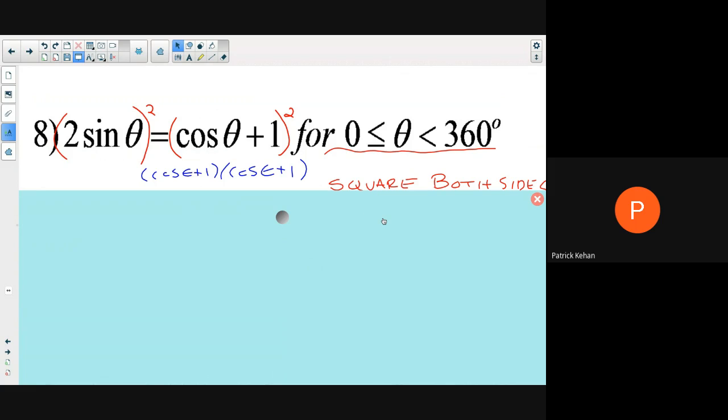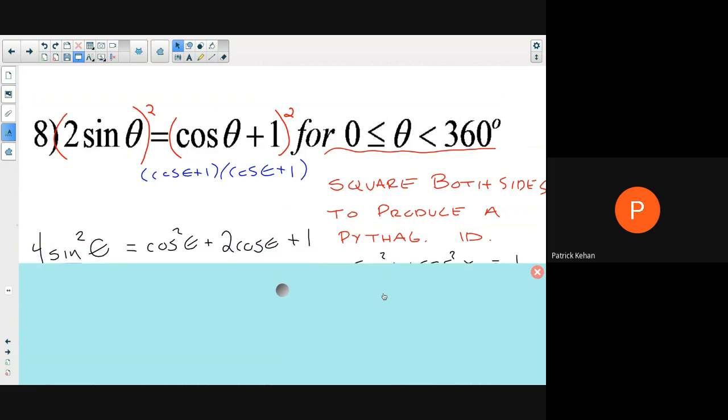So we're going to square both sides. It's going to create a Pythagorean identity on both sides of the equation for us, right? So the left side of the equation, when you square it, remember you have to square the factor of 2, which becomes 4, and then the factor of sine theta becomes sine squared theta. And then after we distribute cosine theta plus 1 to cosine theta plus 1 and simplify, we end up with cosine squared theta plus 2 cosine theta plus 1.